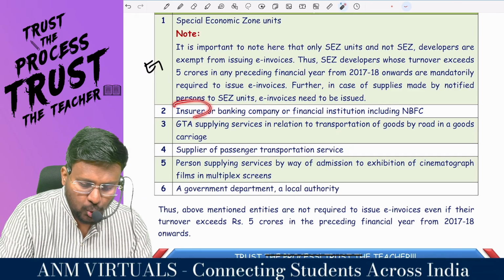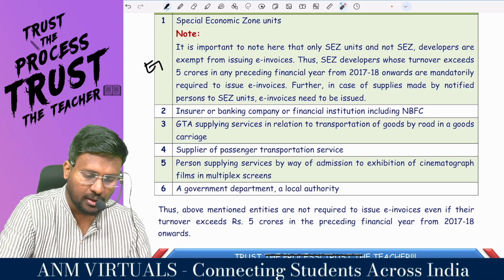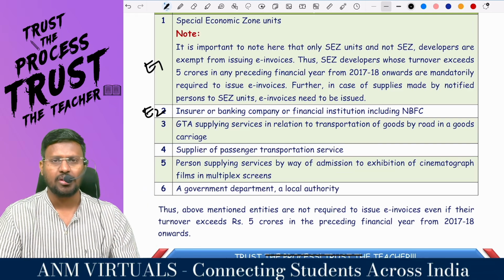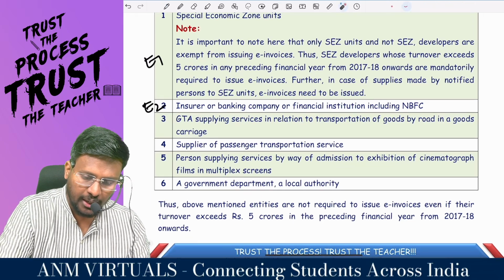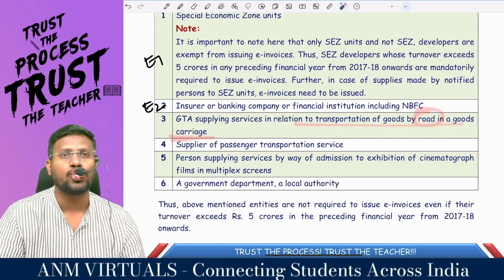Number two, insurer or what company? Banking company or financial institution, sir, including what? This is exception number two. This guy is not supposed to raise the what invoice. GTA, supplying service in relation to transportation of goods by road in a what carriage?